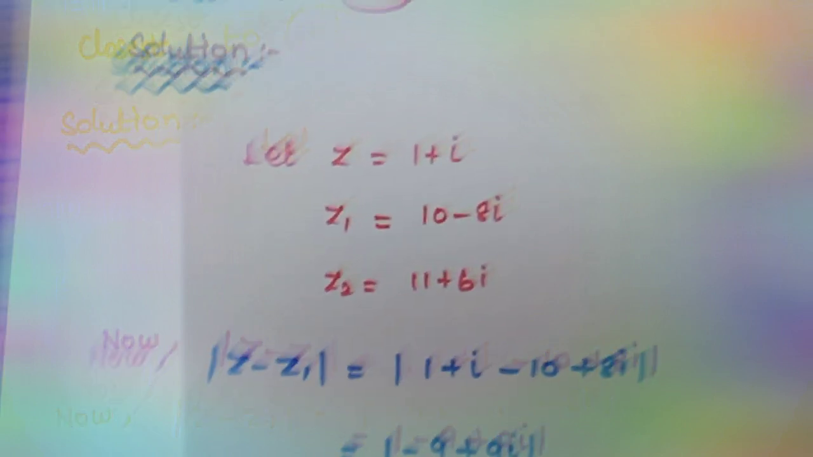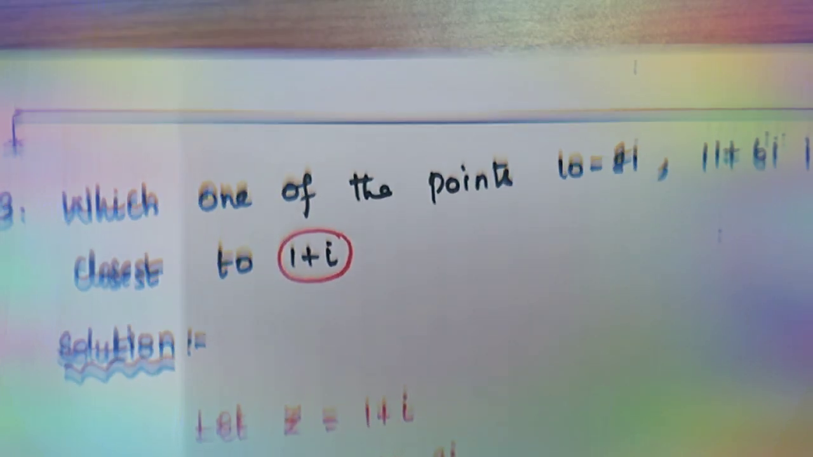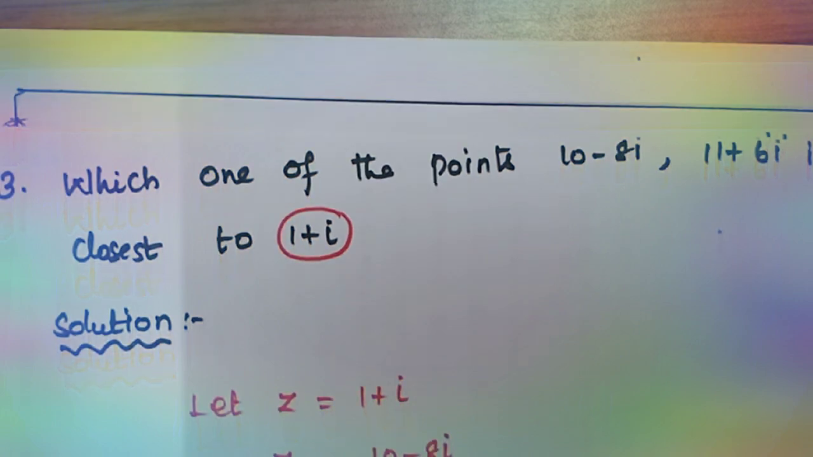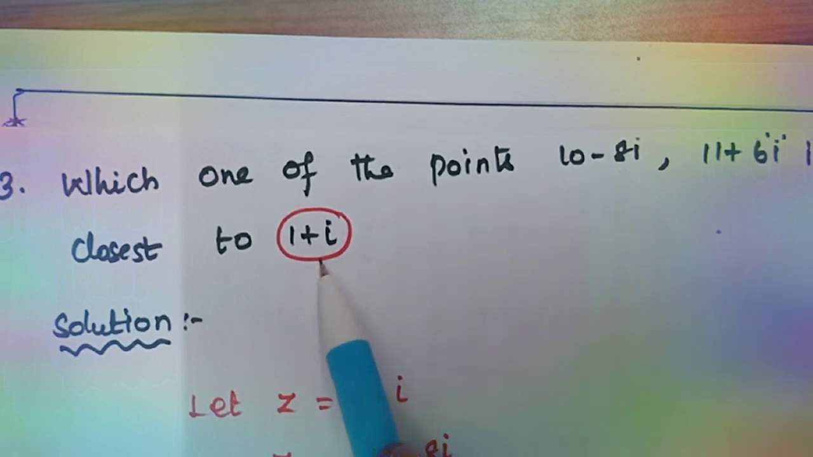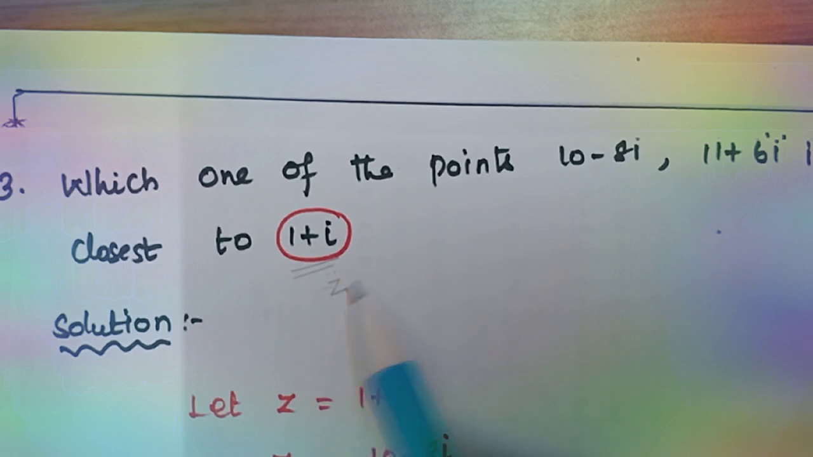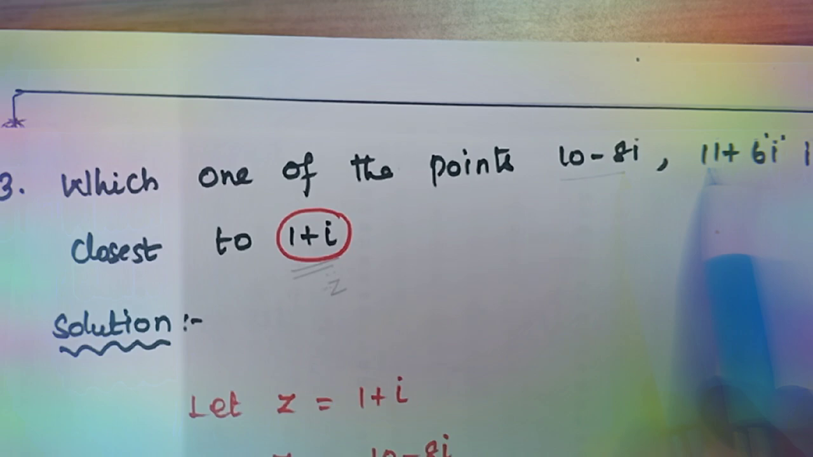What is that problem? Which one of the points 10 minus 8i and 11 plus 6i is closest to 1 plus i? Which point is closest to that point? Okay. So the common point is 1 plus i. So we take this point as z. This point is z1. This point is z2.